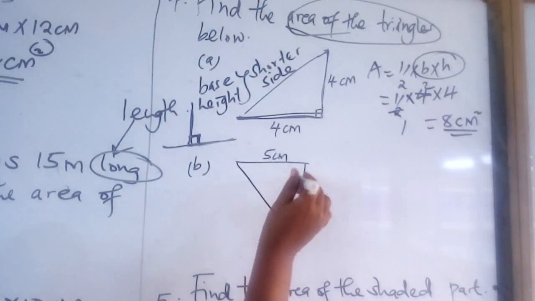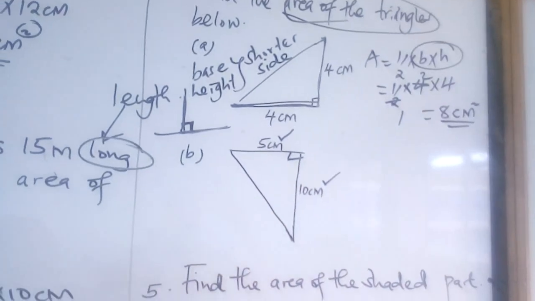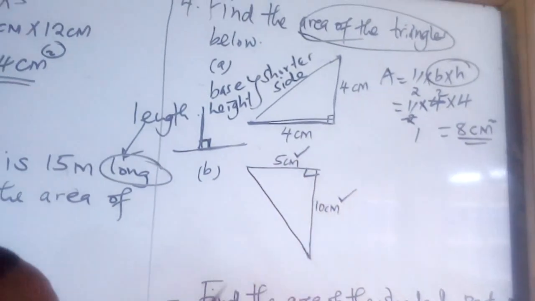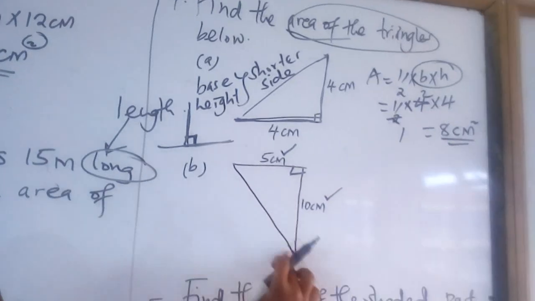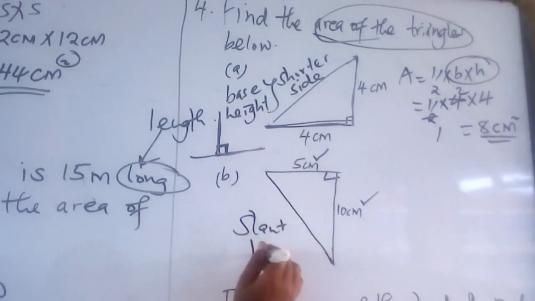Number 2, our 90 degrees is here. So this one will be the base and this one will be the height. This is the base and this is the height. So you cannot say that this line will be the base. This one is referred to as slant height.